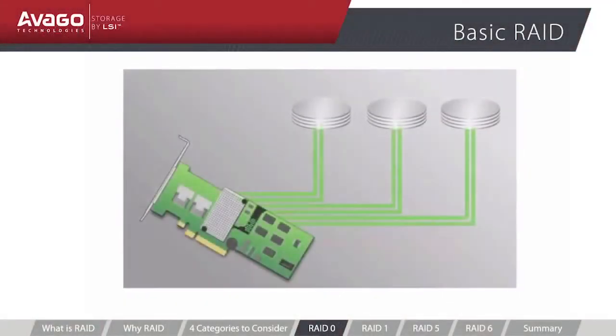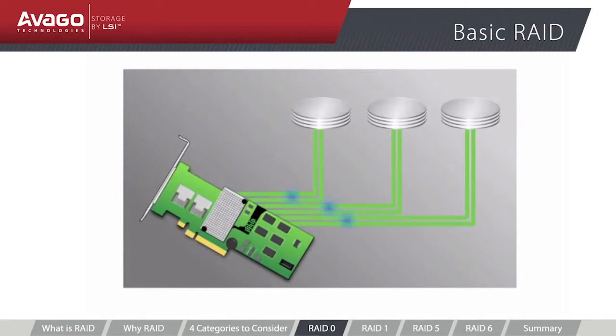RAID 0, also known as striping, distributes data across multiple disks to improve speed. RAID 0 is somewhat of a misnomer in that RAID 0 is non-redundant. The R in RAID stands for redundant. Since data is distributed across 2 or more drives without any element of redundancy, failure of one of those drives will result in data loss.